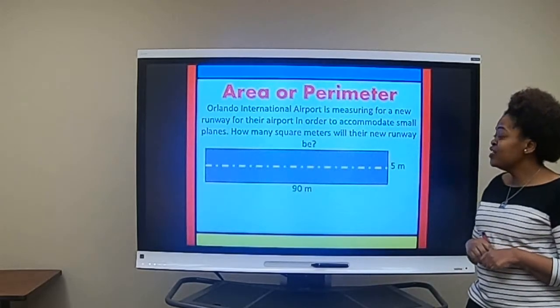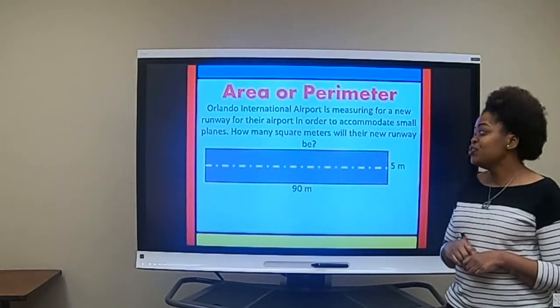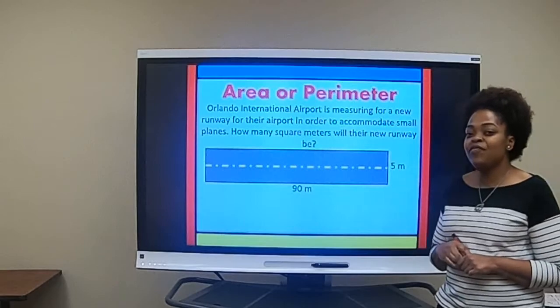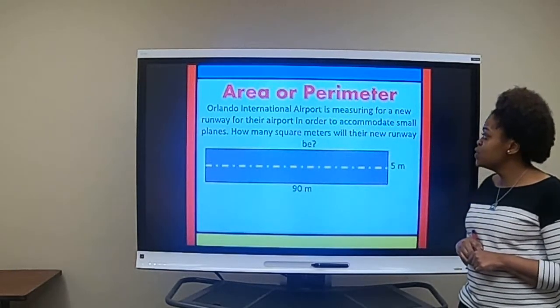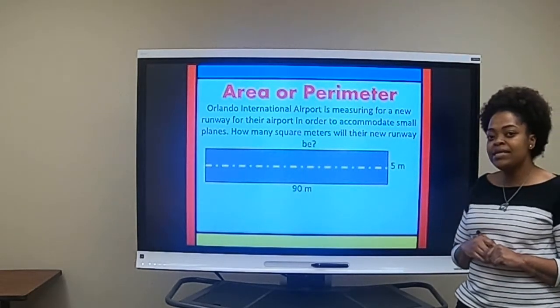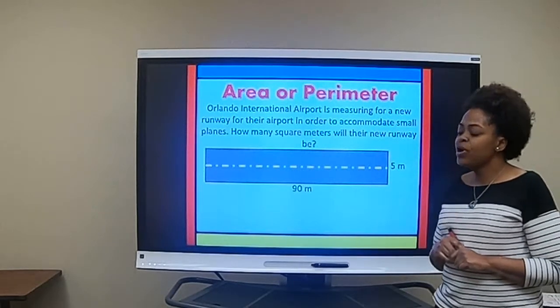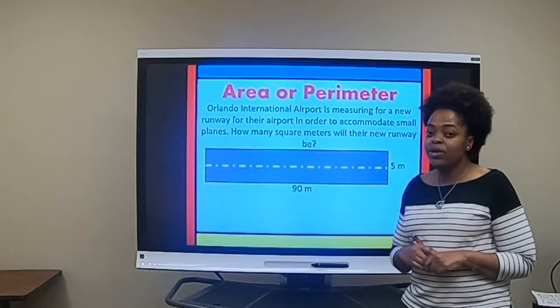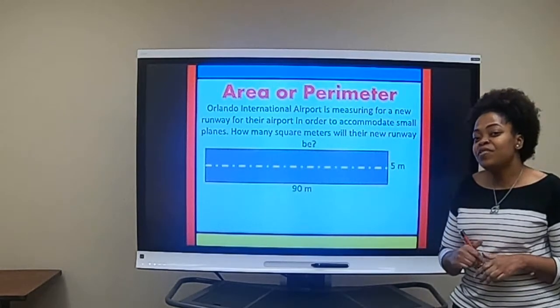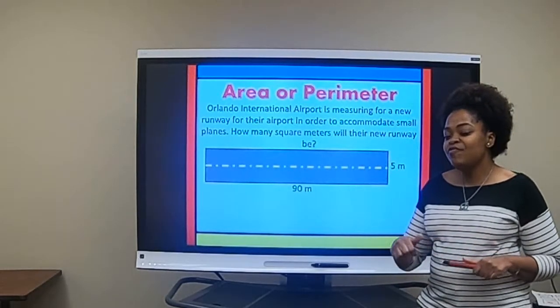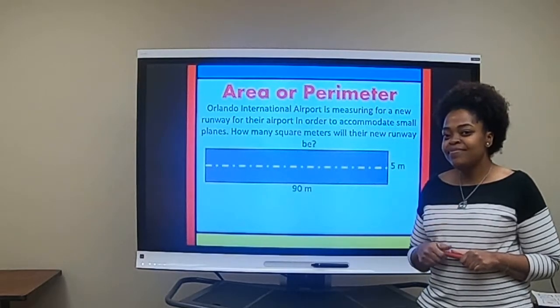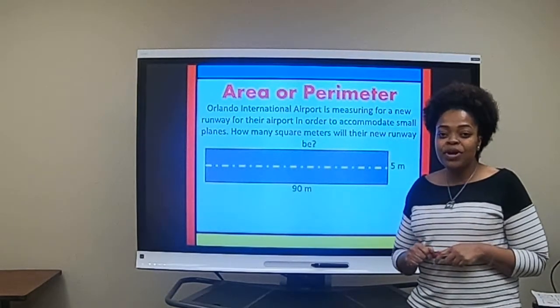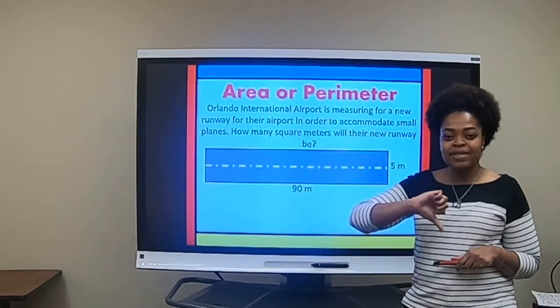Orlando International Airport is measuring for a new runway for their airport in order to accommodate small planes. How many square meters will their new runway be? If you think this is an area, give me a thumbs up. If you think it's perimeter, give me a thumbs down.